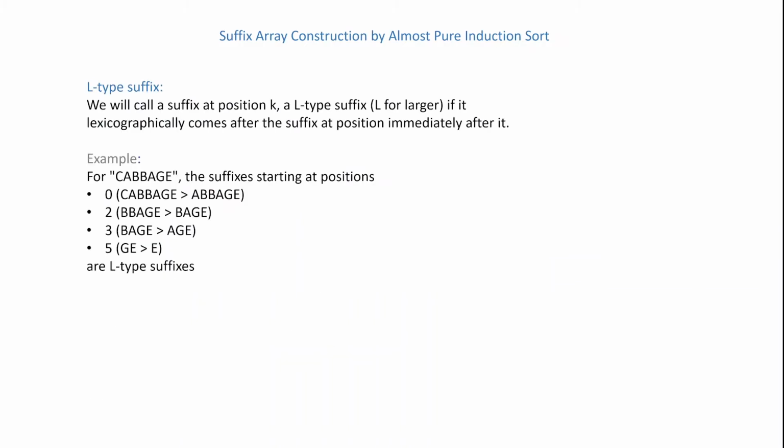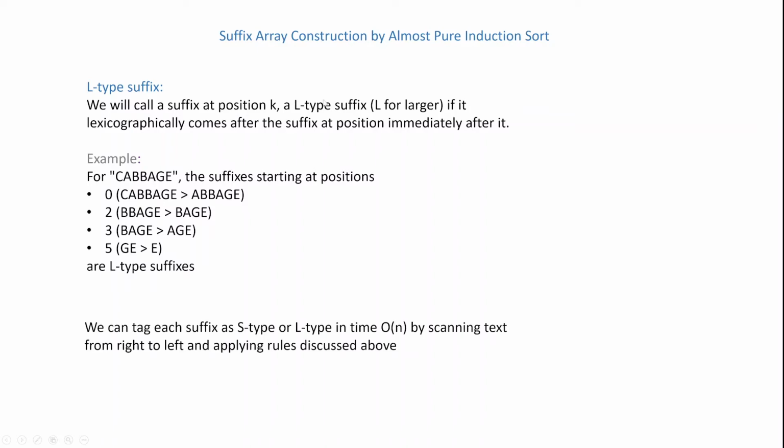L-type suffix. We will call a suffix at position k an L-type suffix if it lexicographically succeeds the suffix at the position immediately after it. So again, in our string cabbage, the suffix starting at index 0, which is cabbage, succeeds the suffix starting at index 1, abbage. So we can mark cabbage as an L-type suffix, and so on. We can mark everything. So given a string, we can mark each suffix as either an S-type suffix or an L-type suffix in order of n time. We can achieve this by scanning our string from right to left.